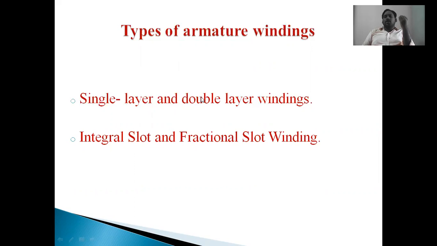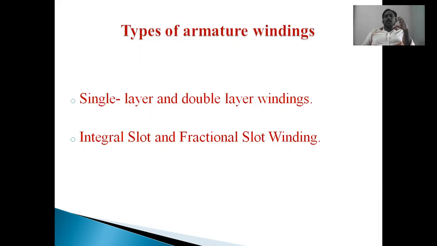What are those? The voltage waveform profile can be improved. That means we get a pure sinusoidal waveform without harmonics. At the same time, it is easy to manufacture such machines with double layer windings, and cost also reduces. The third important point is that the leakage reactance can be reduced. When leakage reactance reduces, output voltage can be improved.